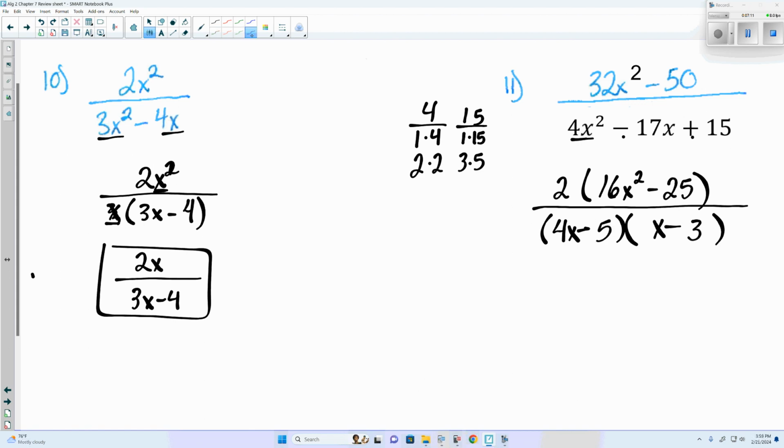And again, we can check and make sure that this works. 4x times negative 3 is negative 12x. Negative 5 times x is negative 5x, giving us negative 17x. Now that is the middle term we wanted, so these are the correct factors.